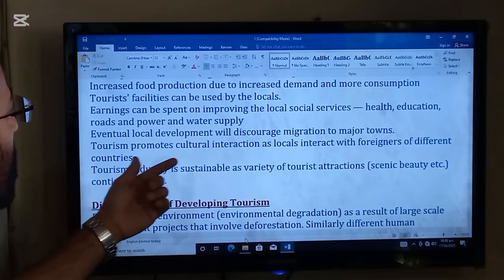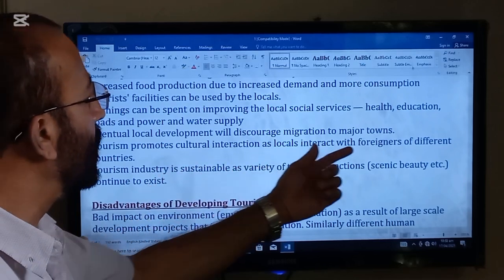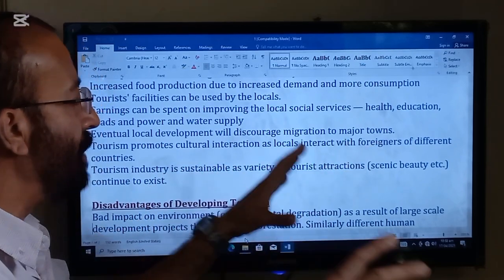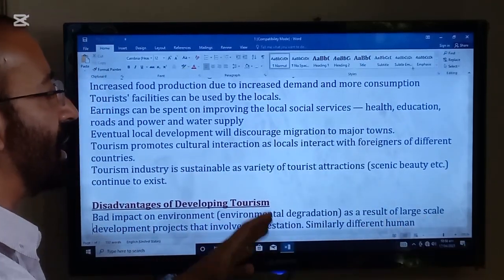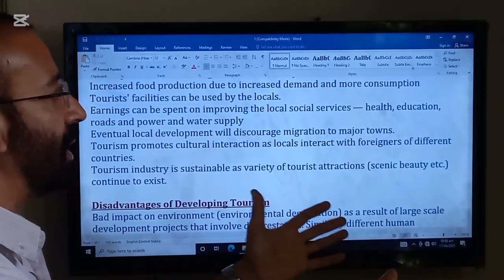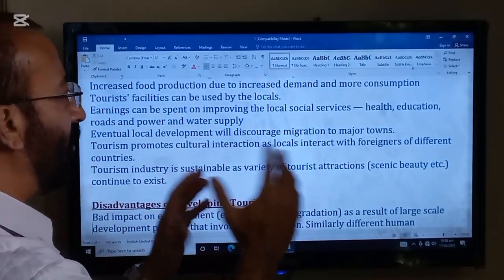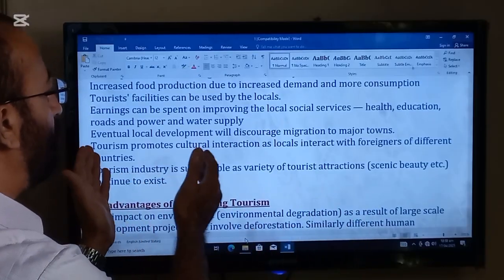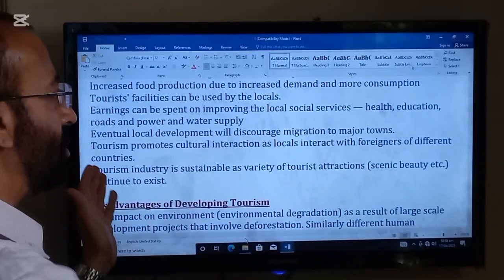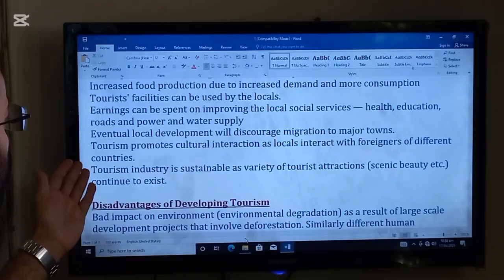Eventual local development will discourage migration to major towns. So if the people are earning by living there, people are visiting there, business is promoting there, so the movement of the people will be discouraged. So local development will discourage migration to major towns.